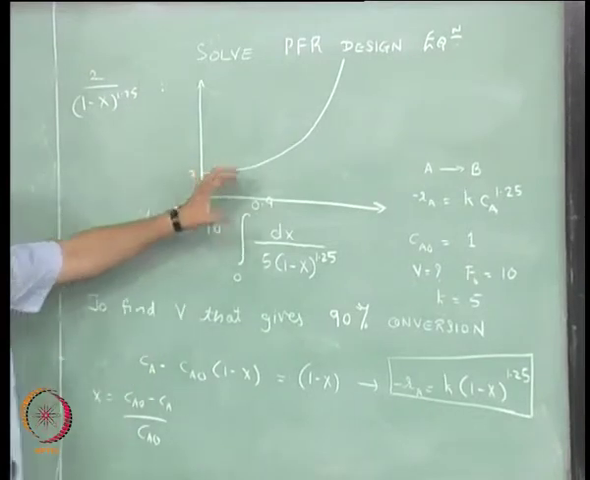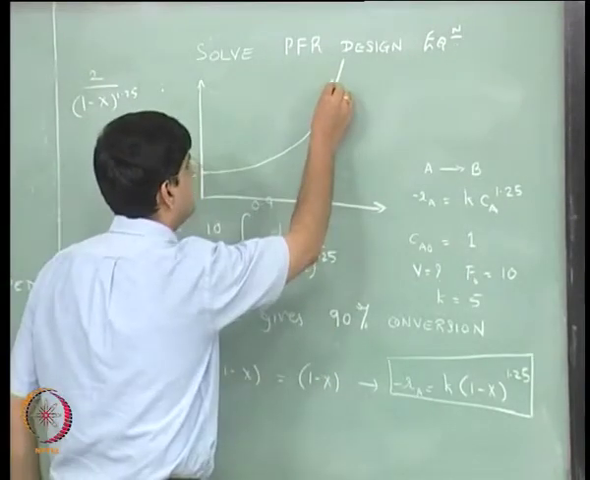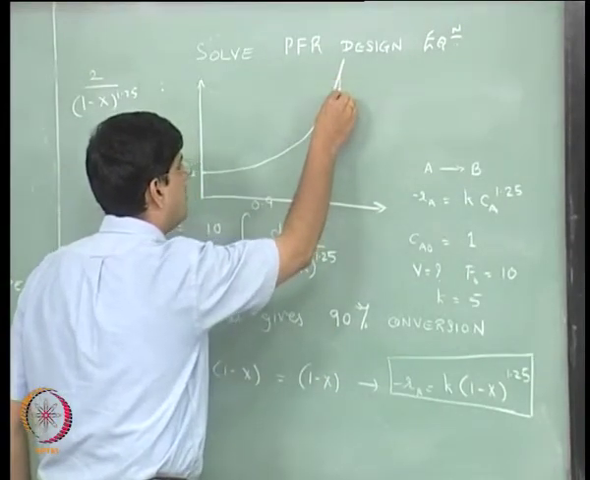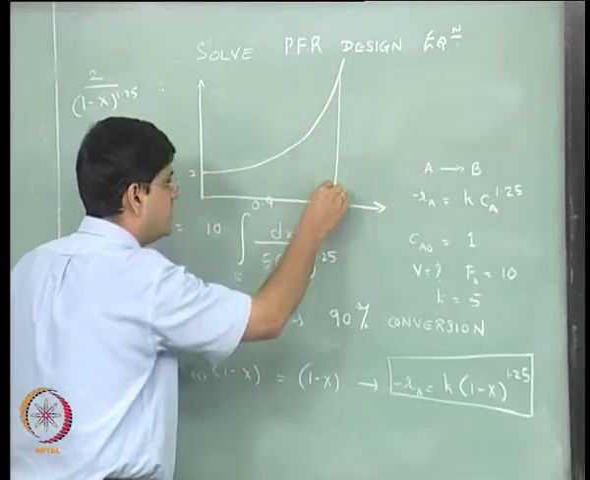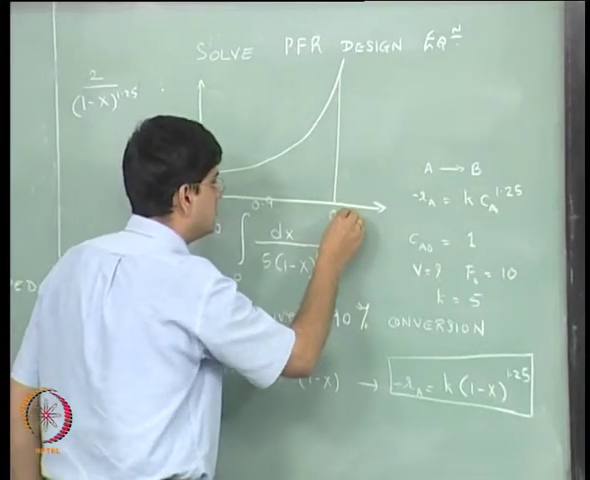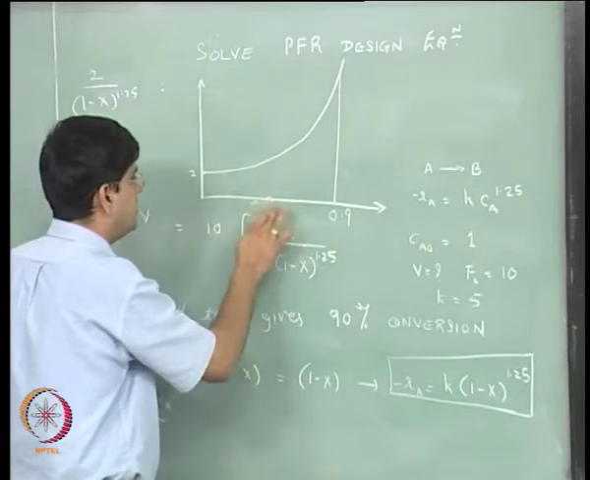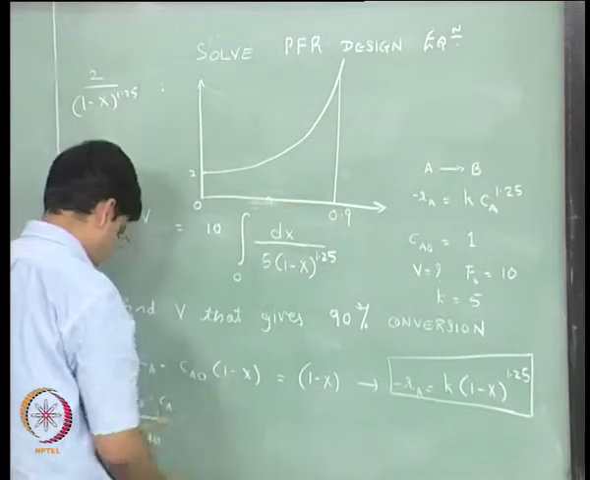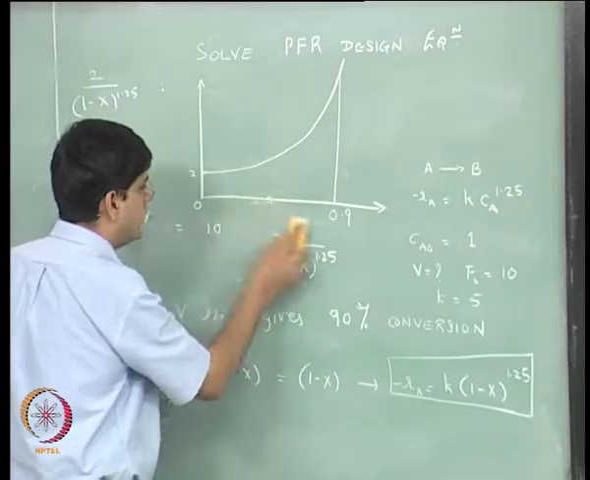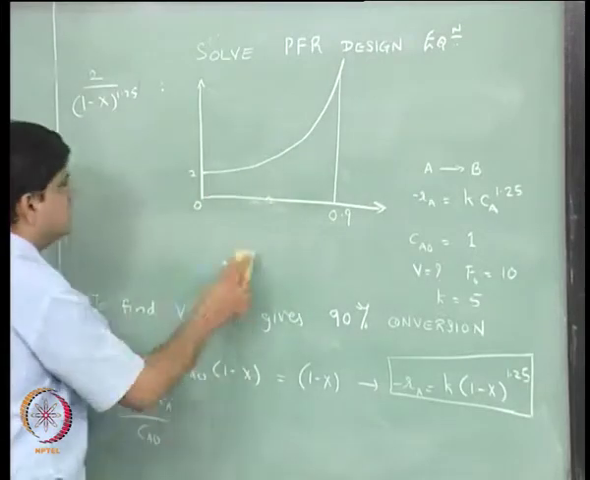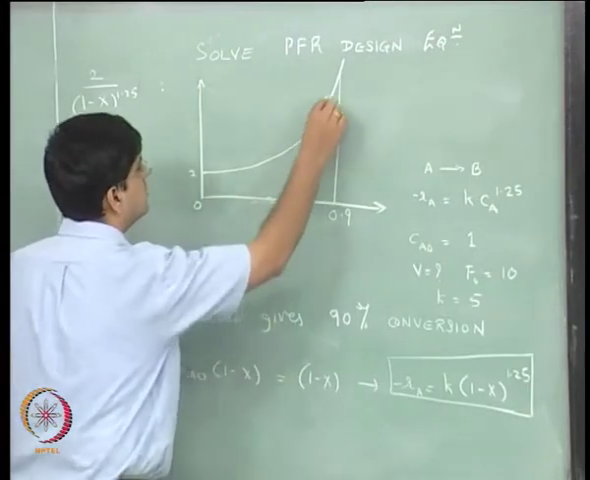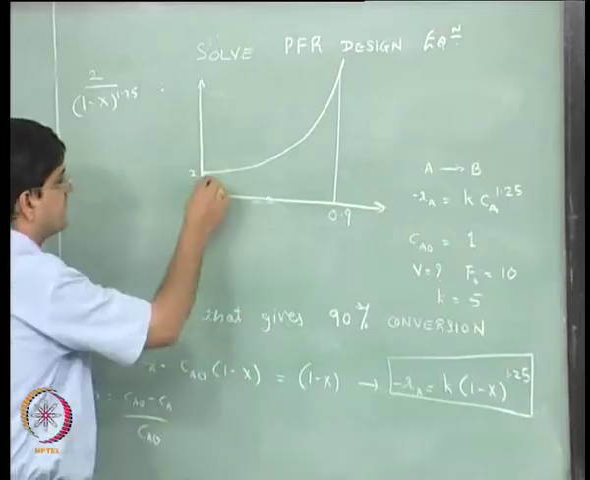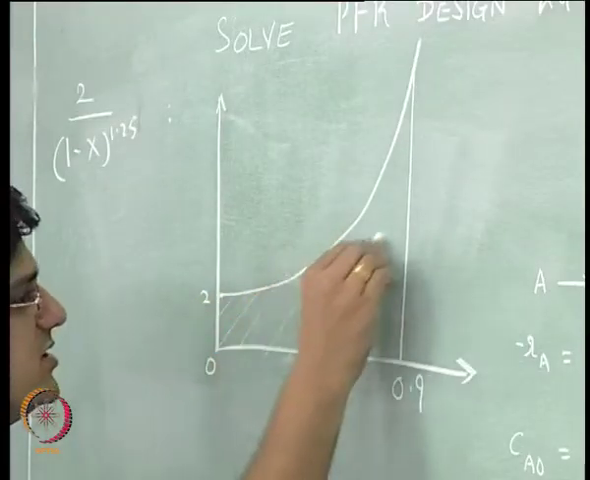What we are interested in when we say we want to find the volume of the PFR is to find the area under the curve going from x equal to 0 to x equal to 0.9. This is the curve that we are interested in. This is the area that we are interested in.